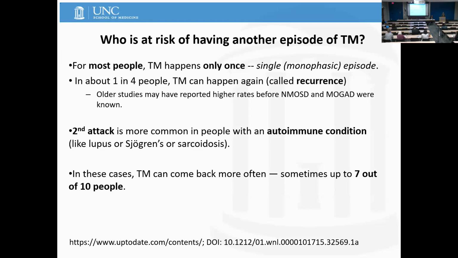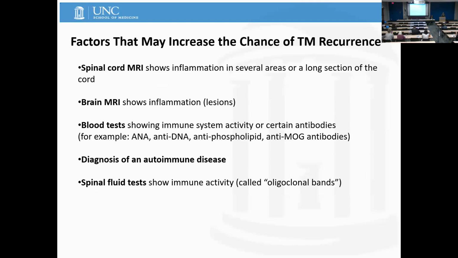That second attack is usually much more common in people that have an underlying autoimmune disease that we may not know about. Those are usually the people that are more at risk of having a second attack. So again, this can happen more often in those that have an autoimmune condition. Some of the factors that we look at that tell us whether somebody is at higher risk of having recurrence or having a second attack of TM is their spinal cord MRI. So that can tell us a lot of information.